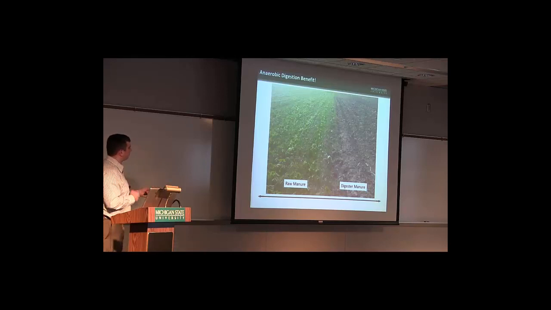This is a picture that we took on campus two summers ago on a wheat field. This was manure that would have been applied in July and August. They went back in September, October and took pictures, and we really didn't see much germination of weed seeds. So there are real, measurable benefits beyond just the energy side.